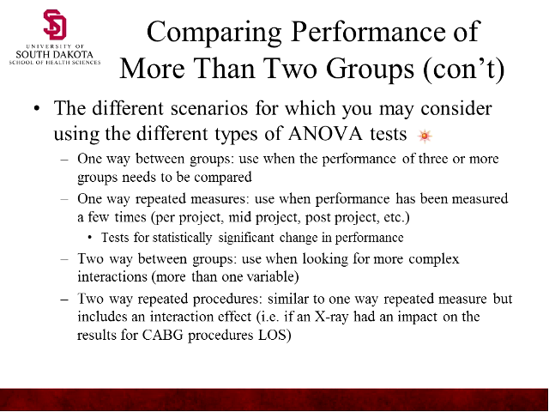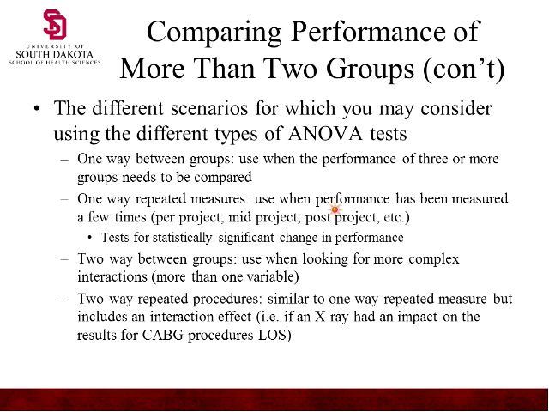Now, the different scenarios for which you might consider using the different types of ANOVA tests: you have a one-way between groups. Use that when the performance of 3 or more groups needs to be compared, and that's what we just talked about. One-way repeated measures you use when the performance has been measured a few times per project, pre-project, mid-project, post-project, and you test for a statistically significant change in performance. The ANOVA test tells you, did I create a change? If there's no difference between these three statistically, you created no change, even though you may have a more positive number here.